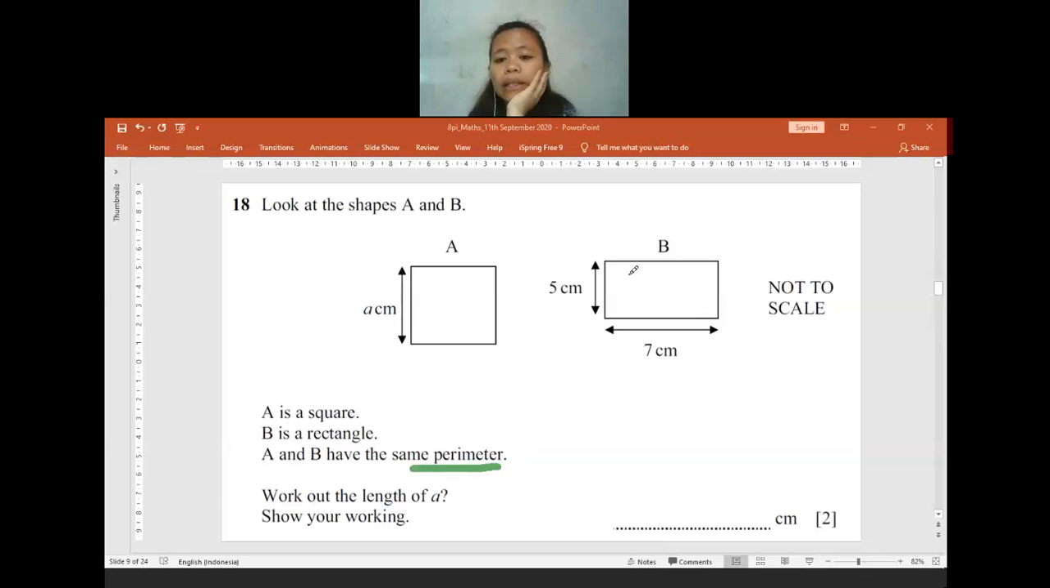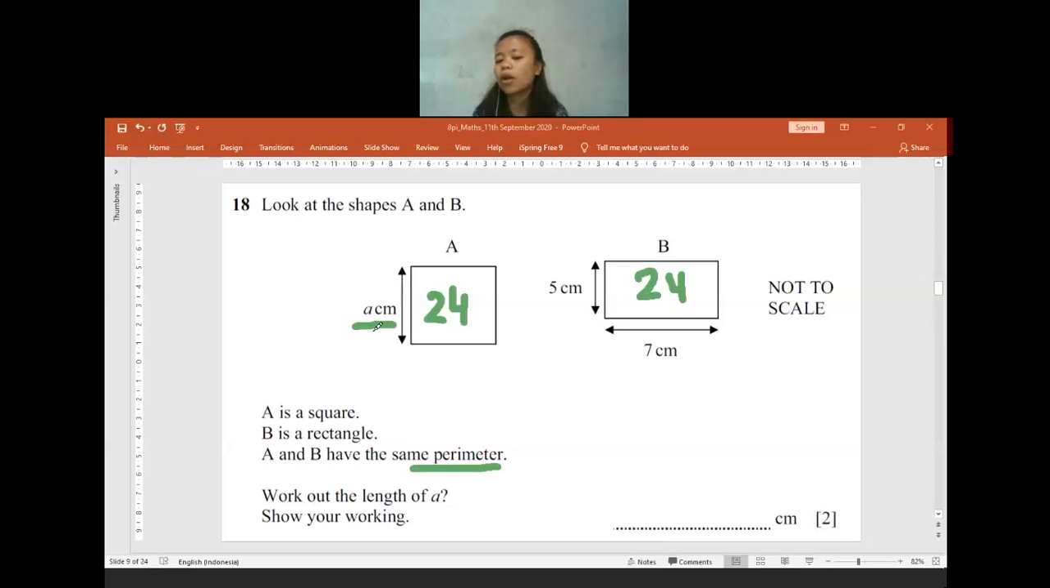Is there anyone who already find the perimeter of shape B? Maybe anyone can tell me what is the perimeter of shape B? Yeah, the answer correct. It will be 24. This is the perimeter. And it says for the A and B, they are having same perimeter. So it means in here, the perimeter will be also equals to 24. Now, we don't know the sides. We have to find the sides.